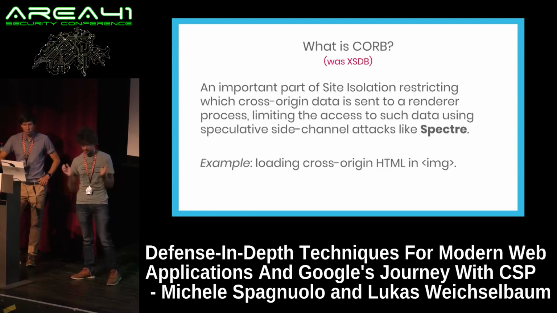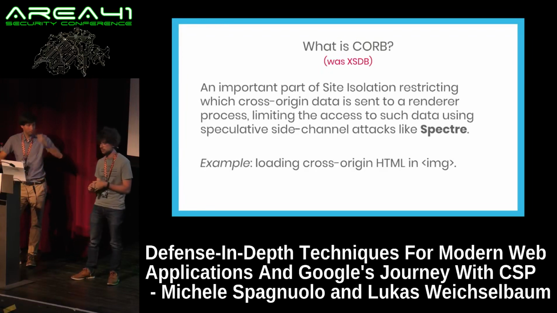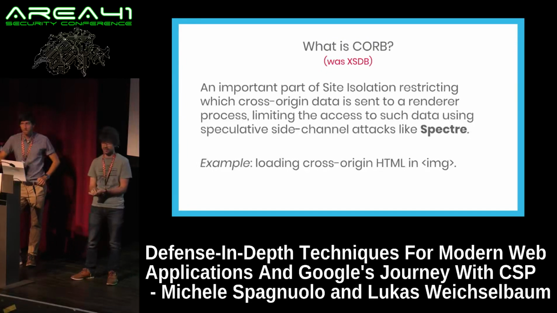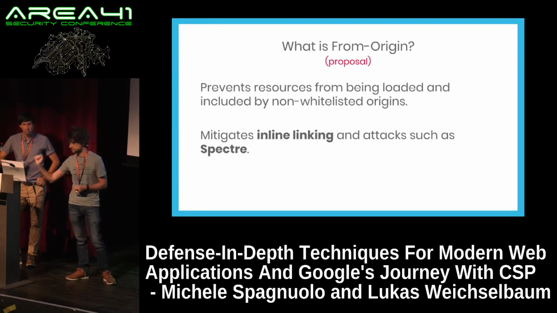So the idea is the attacker has an image tag pointing to some sensitive HTML. The attacker doesn't care that it's not possible to exfiltrate it with web technologies because of, well, same origin policy. But the problem is just having it in the same process space, memory space, can be a problem for these speculative execution attacks. So this prevents that.